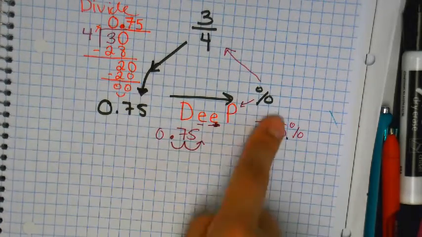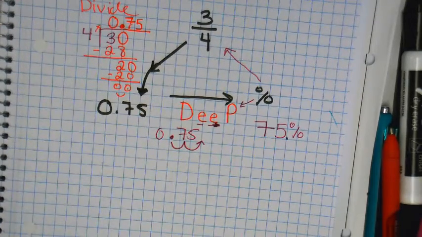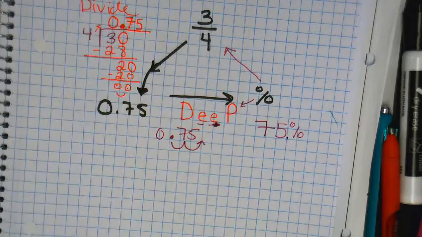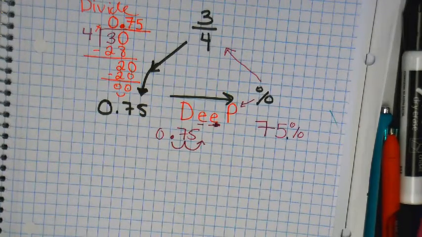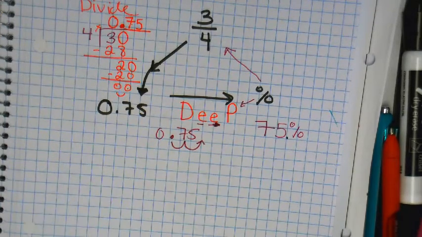All these are equal. Have you ever gotten a test and you get a 3 out of 4? And you're like, well, what grade is that? Well, it's really 75%. Does anybody know the letter grade for 75%? A C. 75% is actually a C.